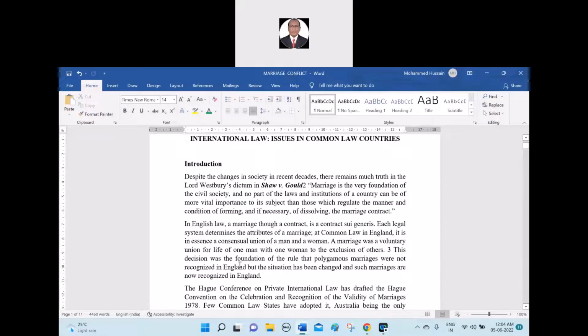So this decision was the foundation. So polygamous marriages are not recognized in Tanzania also. And Christian marriage, Christianity also is monogamous marriage. Monogamous only, 1 husband, 1 wife.